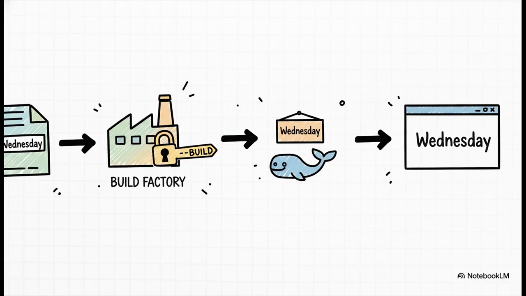So, what's the fix? It's beautifully simple. You just add one little flag to your command, --build. This is you telling Docker Compose, hey, ignore the old image. I need you to rebuild it from scratch before you start everything. That forces it to copy over your new Wednesday code, create a brand new image, and then start a container from it. And just like that, your change appears.